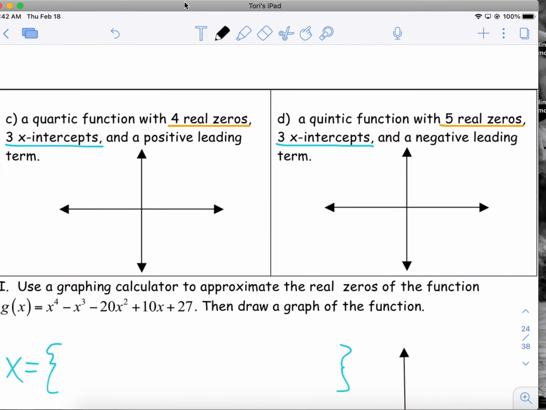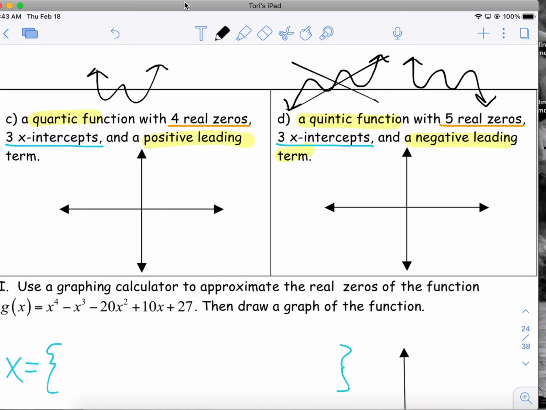C and D, quartic. Again, that's 4. It has a positive leading coefficient, so we should look something like a W. This one is quintic. Remember, quintic is 5 with a negative leading coefficient, which means it's going to look something like the cubic. It's going to go up this way. It's just going to have an extra hoopty. Okay, so that would be positive. We don't want that. We want kind of the mirror of that, the negative leading coefficient.